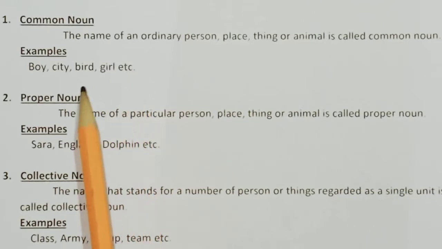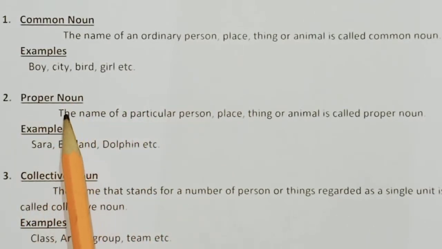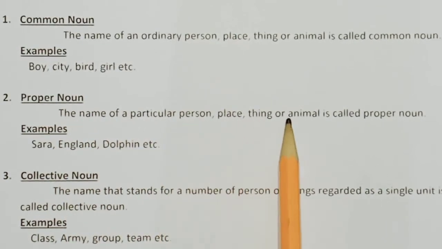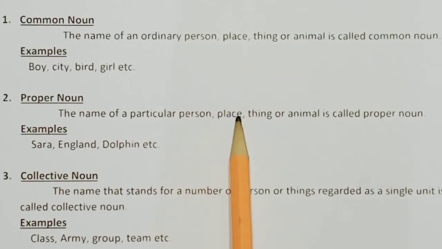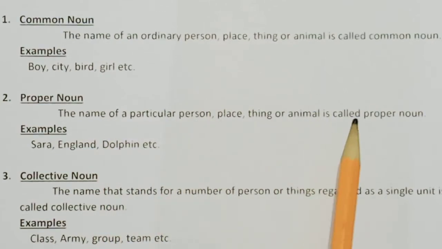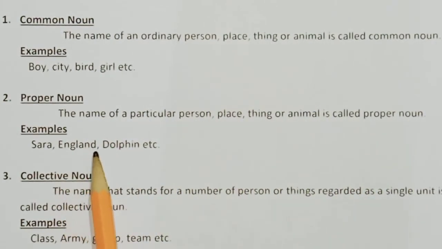The second kind of noun is proper noun, which is the name of a particular person, place, thing or animal is called proper noun. Kisi khas shakhs, jaga, cheez ya janwar ke naam ko hum proper noun kehte hain. For example, Sara, England, dolphin, etc.